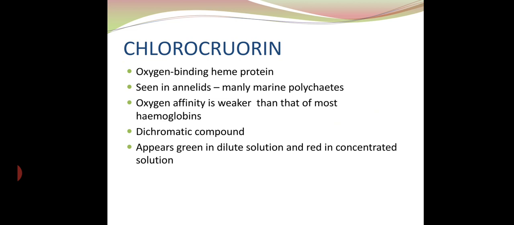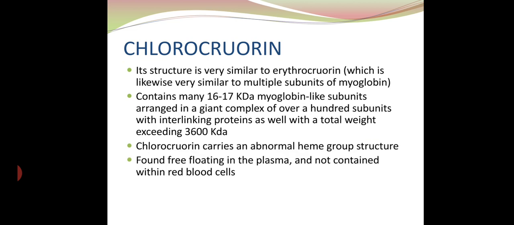It's another oxygen binding heme protein. It is seen in annelids, mainly marine polychaetes. Its oxygen affinity is weaker than that of most hemoglobins. It's a dichromatic compound. It appears green in dilute solution and red in concentrated solution. So it produces two different colors. Its structure is very similar to erythrocruorin. Erythrocruorin is likewise very similar to multiple subunits of myoglobin.